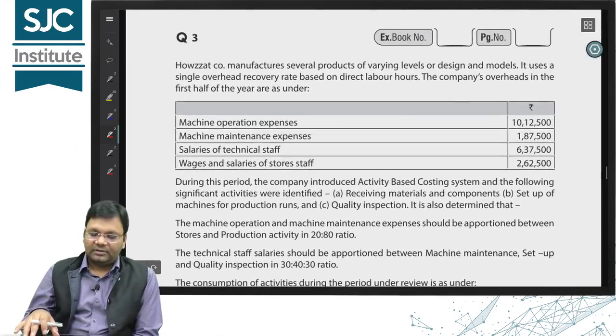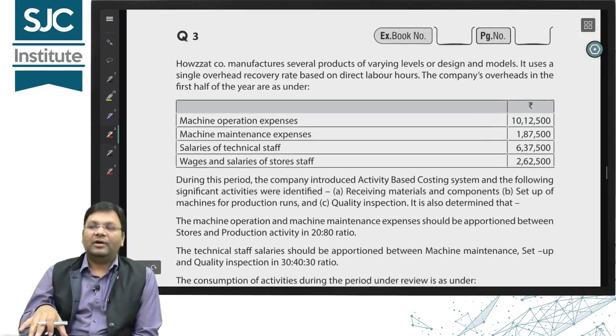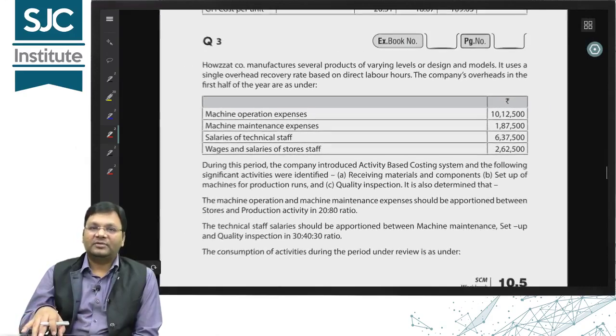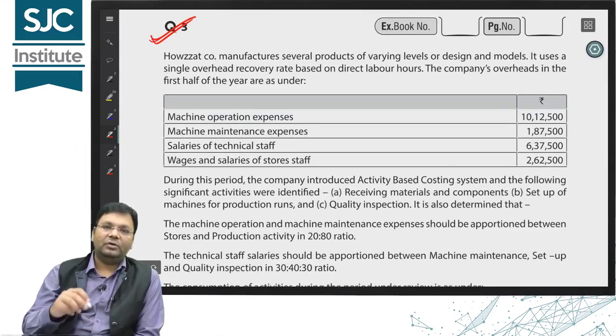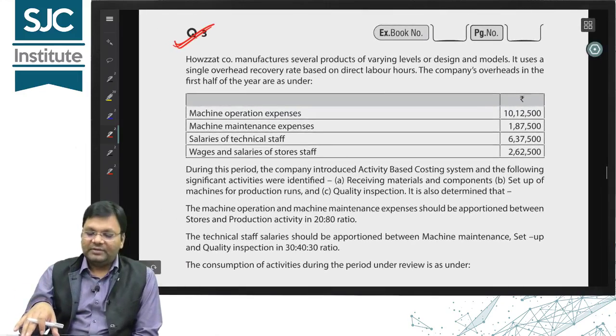I'm coming to question 3, as I said that I will do this question with you. So this question is going to clarify how you have to solve a full-fledged question. This will actually clarify the full concept of activity-based costing. You can say it is one master question, whereby we will get to know all the intricacies of activity-based costing in one shot. So we'll solve this question.